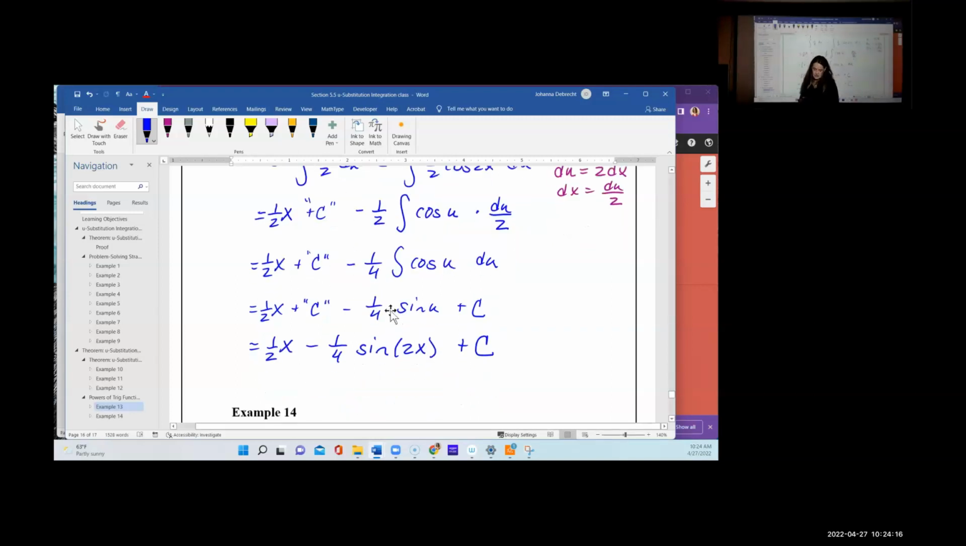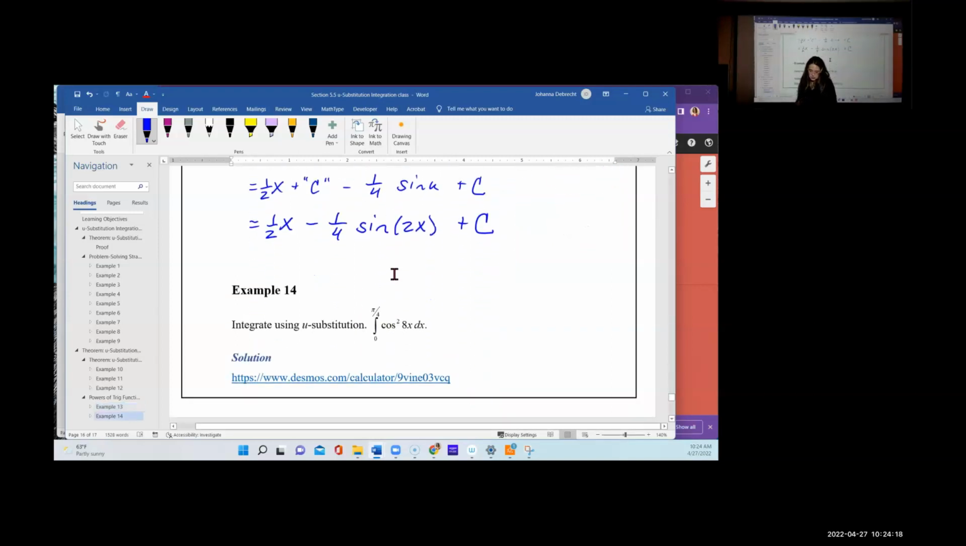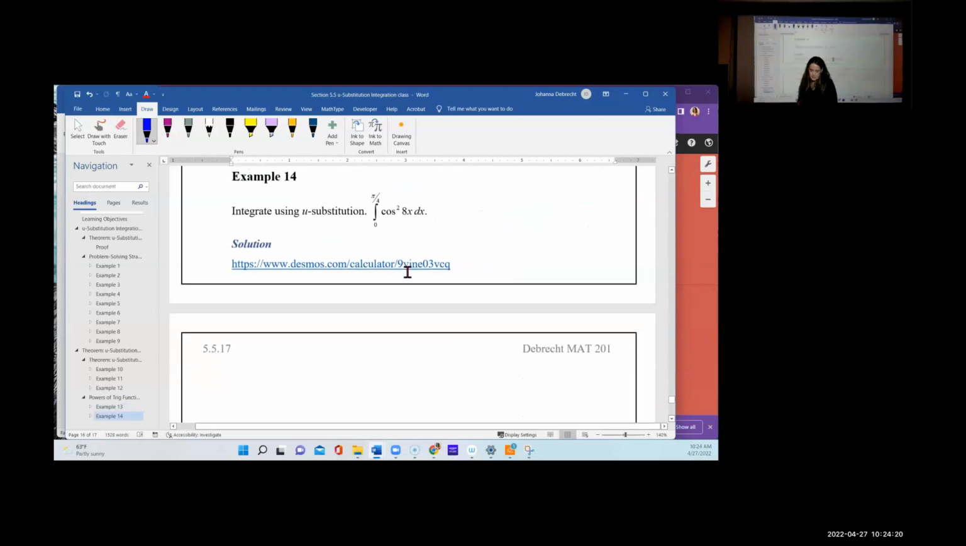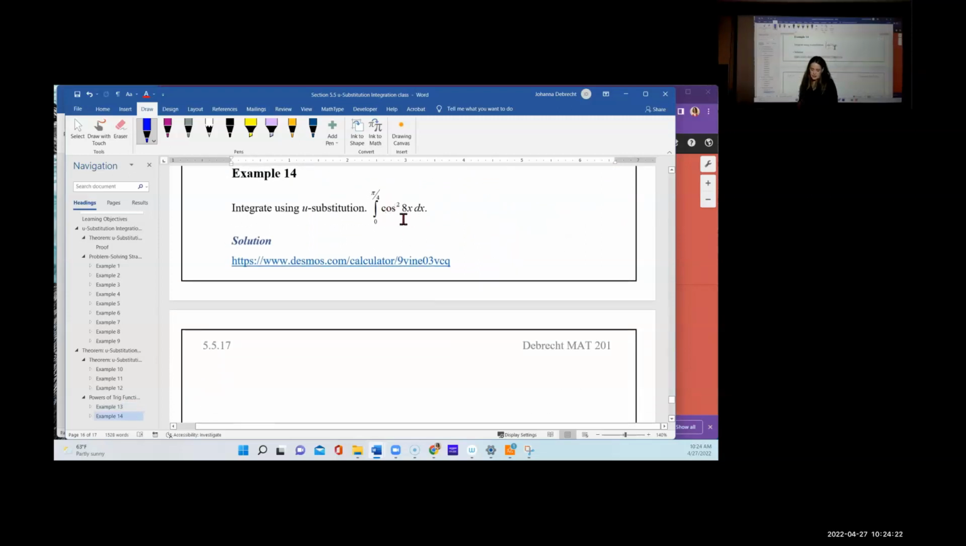All right. Let's look at approaching something else. This is a definite integral, but it also has a higher power of cosine. This is cosine squared of 8x dx from 0 to pi over 4. Because it's a definite integral, we can switch to u and never switch back.